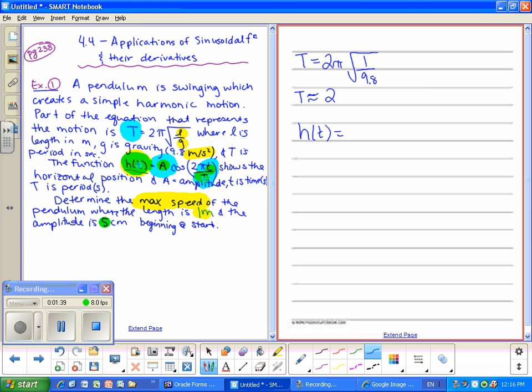So we have h of t equals amplitude. We have 5 centimeters. However, everything else in our question has been meters. So let's take it to meters. What is 5 centimeters as meters? Good. And then we have cos 2 pi little t over big T, which we know. And then that can simplify. So we have h of t.